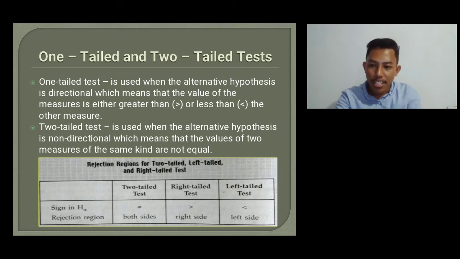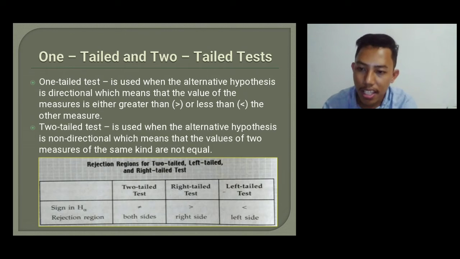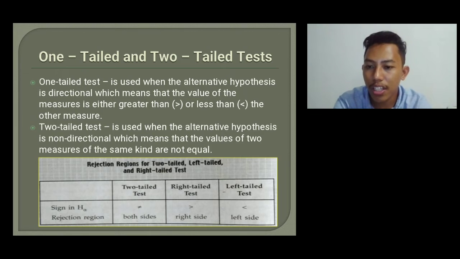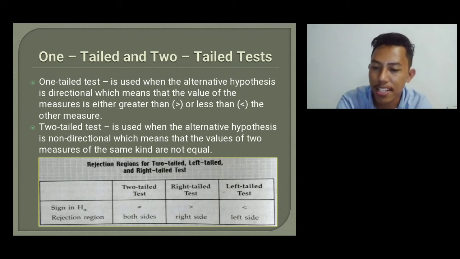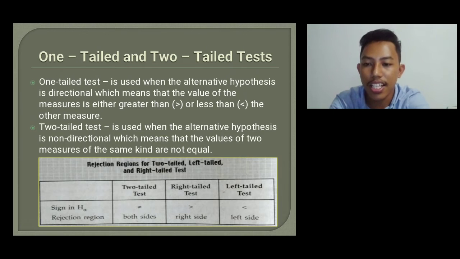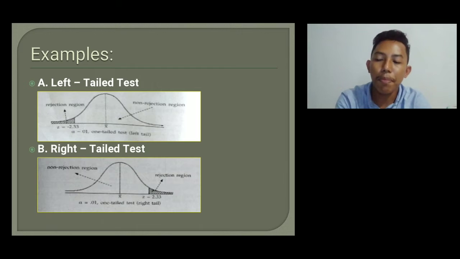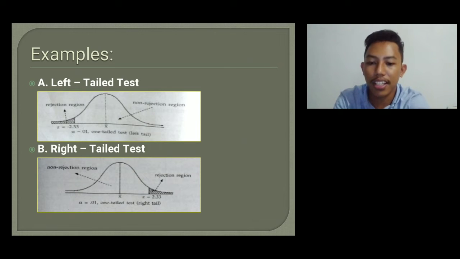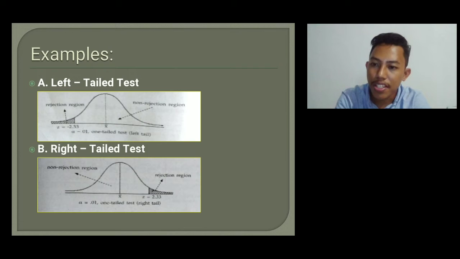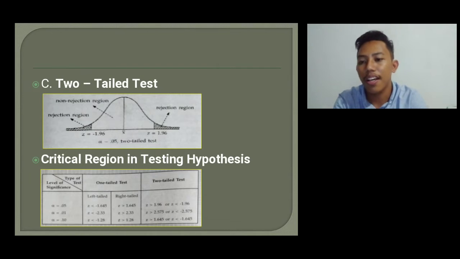So here, the signs in the alternative hypothesis and the rejection region. In a two-tailed test, it is not equal, so both sides. In a right-tailed test, it is greater than, so it is on the right side, and in a left-tailed test, it is less than, so it is on the left side. For example A, this shows the left-tailed test, example B shows the right-tailed test, and example C shows the two-tailed test.